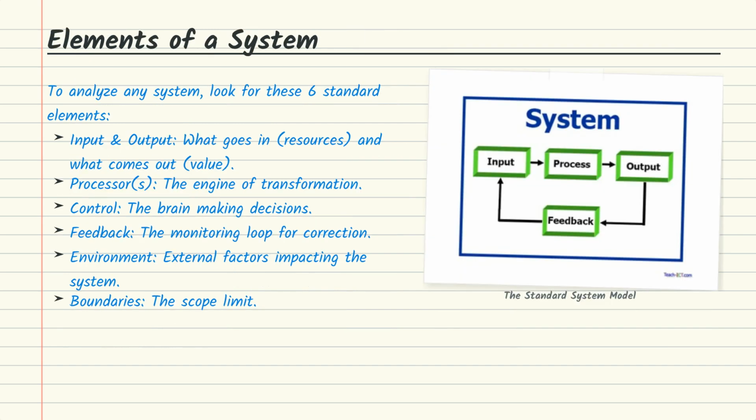To analyze any system, we look for 6 standard elements: input and output, the processor that transforms the input, the control that dictates actions, feedback for correction, the external environment, and the boundaries that define the system's scope.